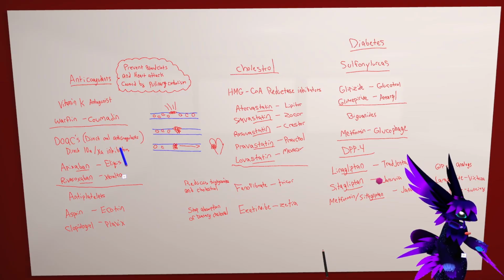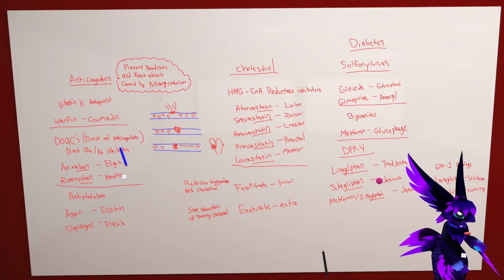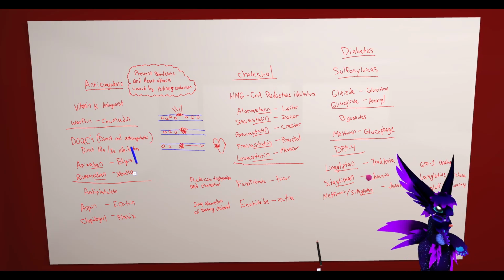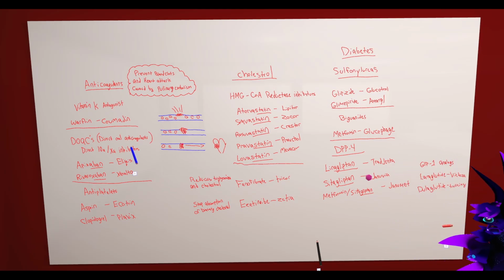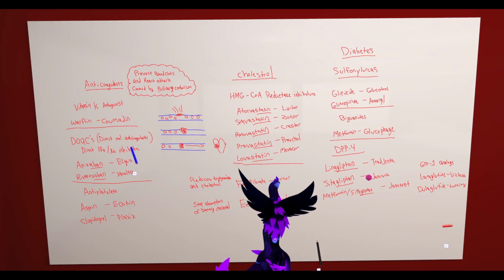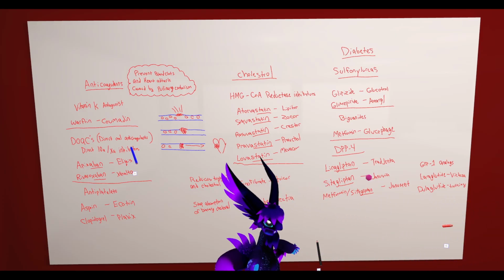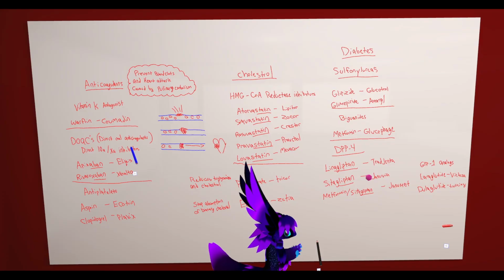A popular one would be canagliflozin. I think that's how you say it. Canagliflozin is how they say it. But yeah, these are all the diabetes medications and all that stuff that you would need if you were big and fat. Just kidding.